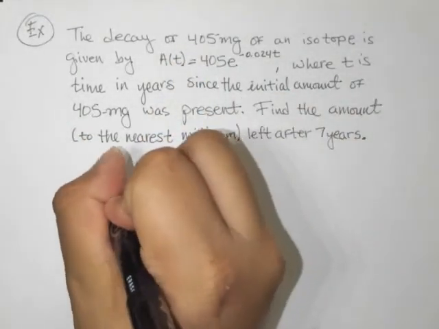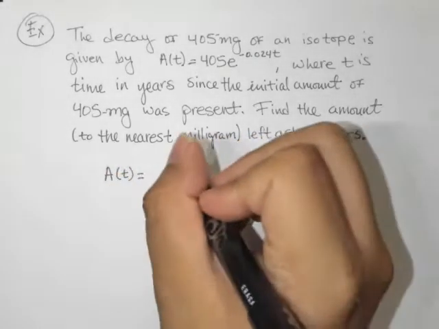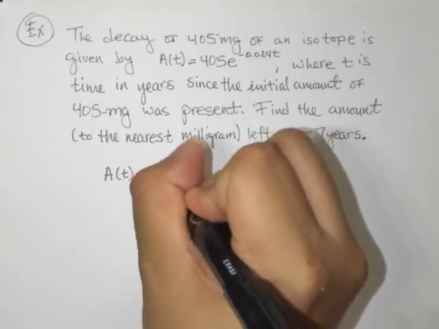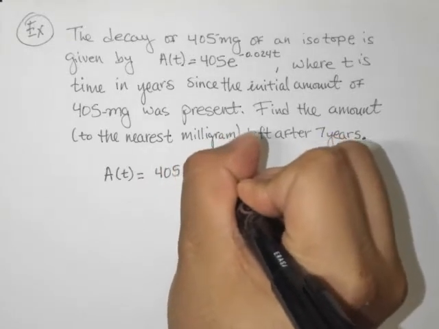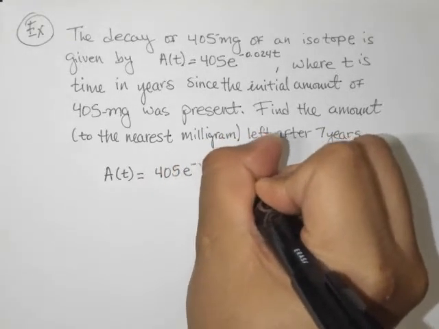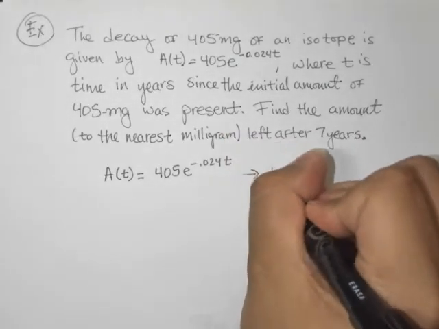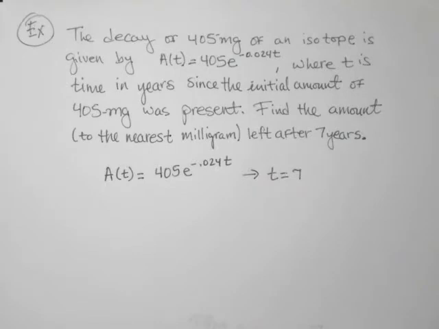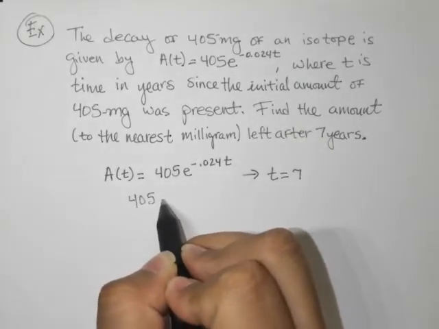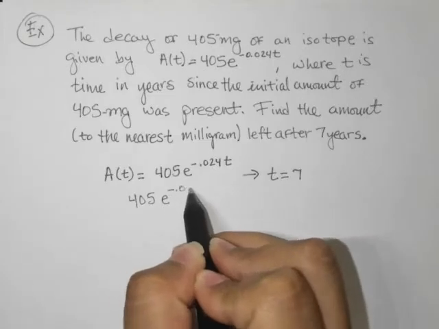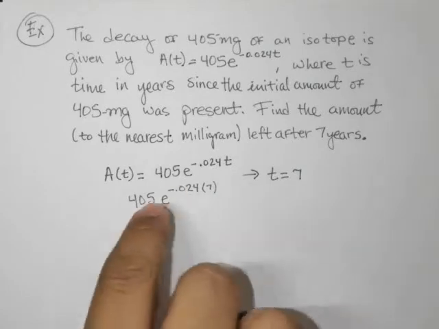Okay, so let's write out what we have, and I think the problem is probably more wordy than it needs to be. But here it is, e to the negative 0.024 t. So that's the function, and we are looking for where t equals 7. Okay, and so we get something that looks like this. Now if you have your calculator handy, it's just a very quick calculation.